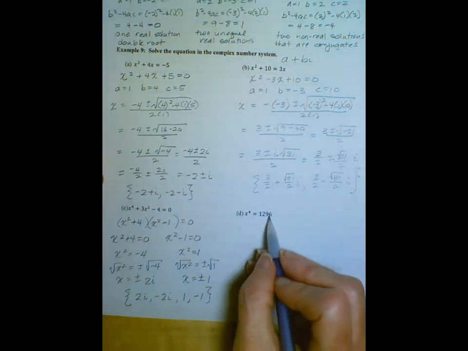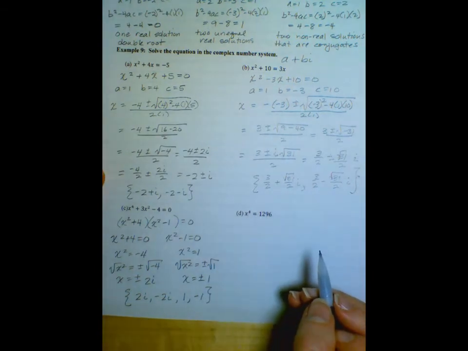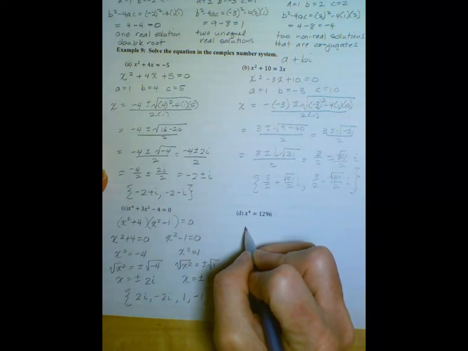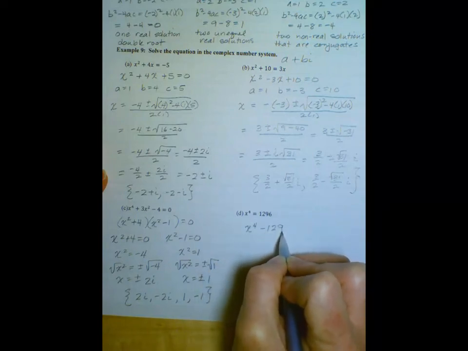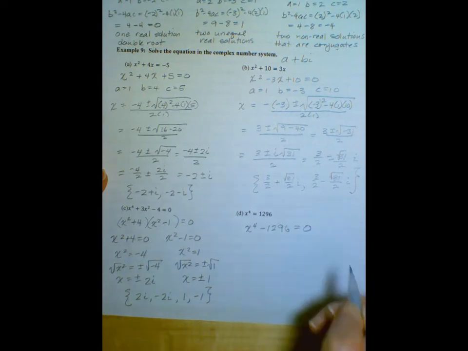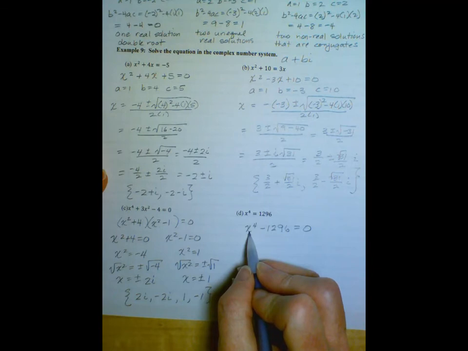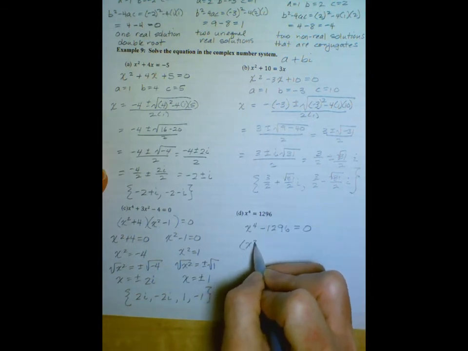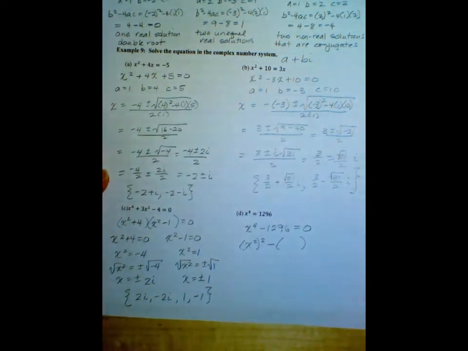Okay, another 4th degree equation, but this one only has the x to the 4th, no other powers on x. So let's write this as x to the 4th minus, let's try this. That looks kind of funny, but that's a perfect square, right? That's x squared squared. What if 1296 is a perfect square? Take the square root of 1296.